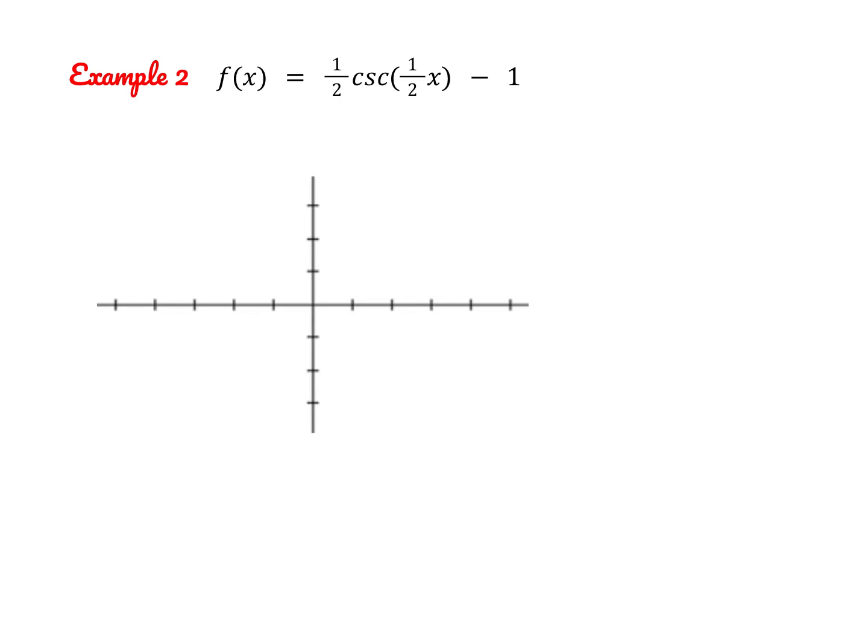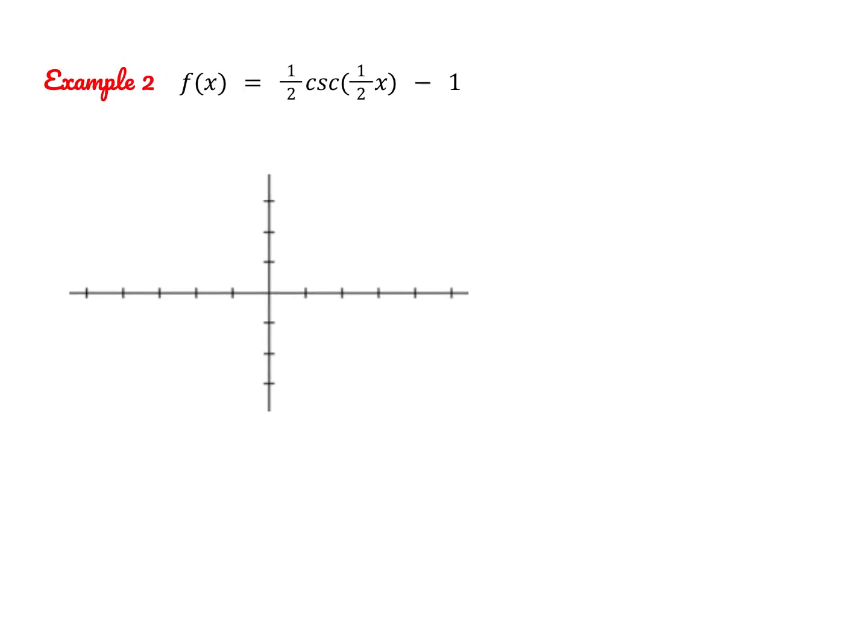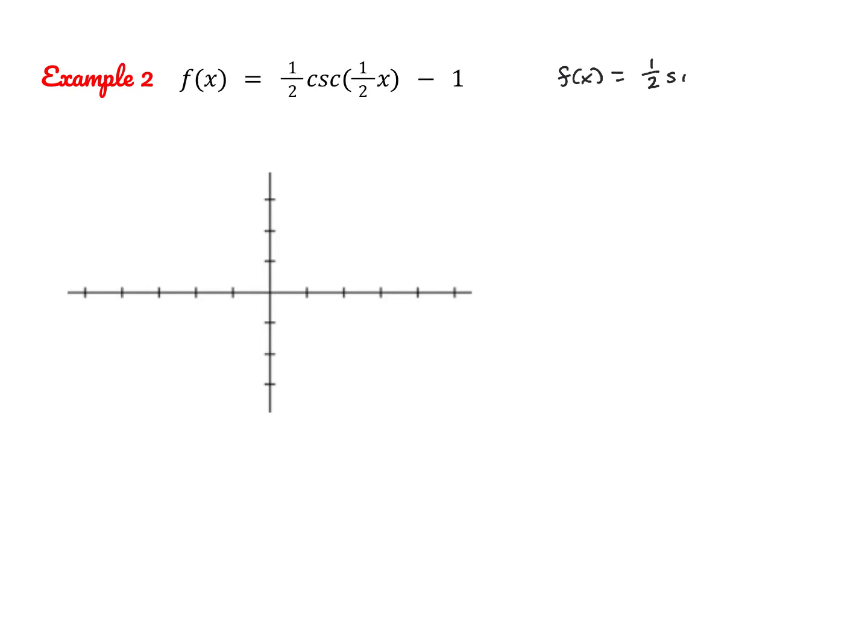Okay, let's try another one together. So here we're going to be graphing cosecant. So whenever we graph cosecant, I actually like to first graph its reciprocal function, which in this case is sine, applying the same exact transformations from our original function. And I kind of use this as a guideline to help me graph cosecant.